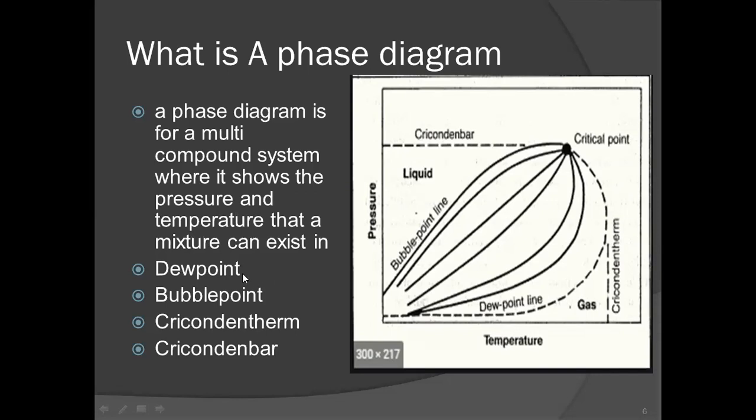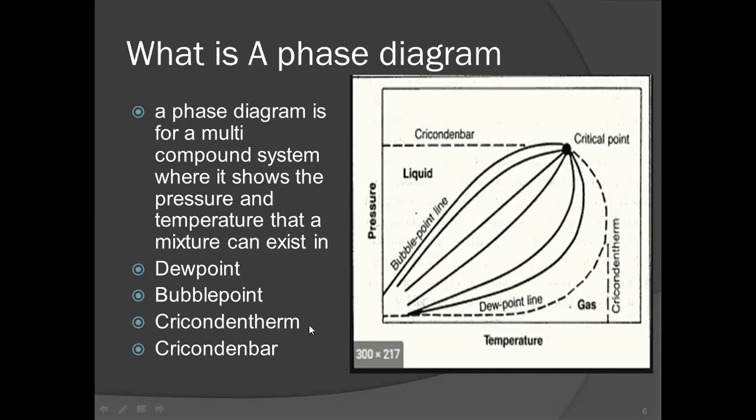The first one is the dew point. Basically, the dew point is the opposite of a bubble point. In the dew point, the first droplet of liquid emerges, passing from the gas region to the two-phase region. While in the bubble point, the first bubble of gas emerges, passing from the liquid region to the two-phase region.